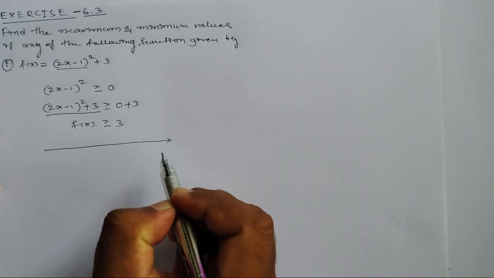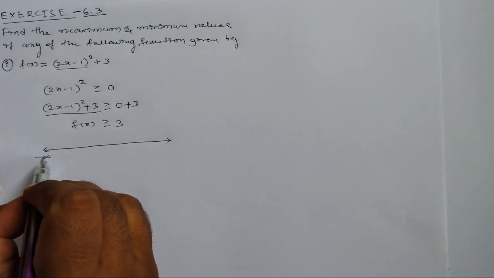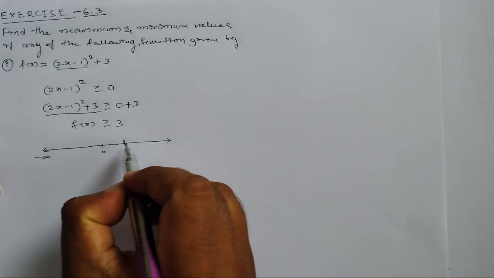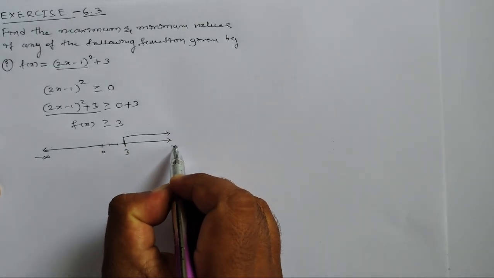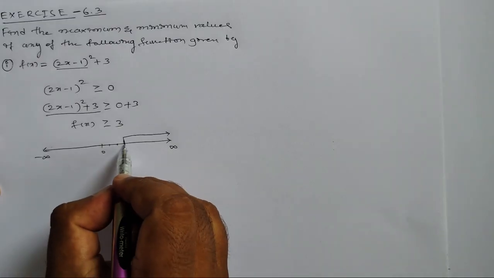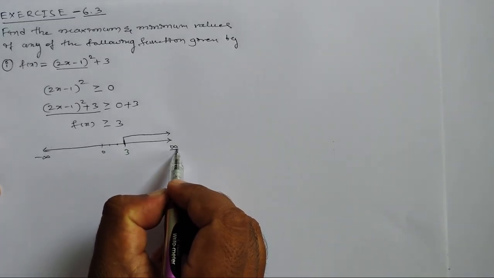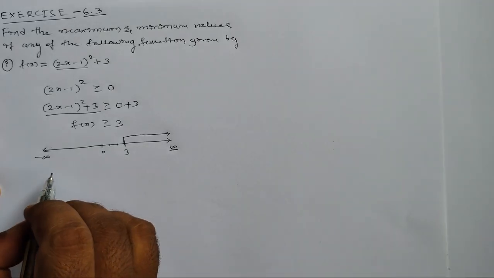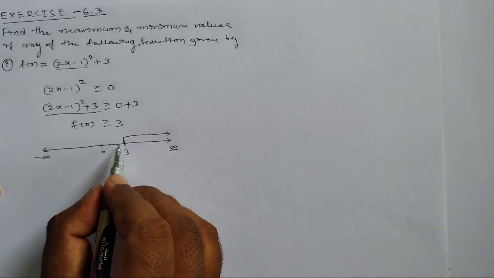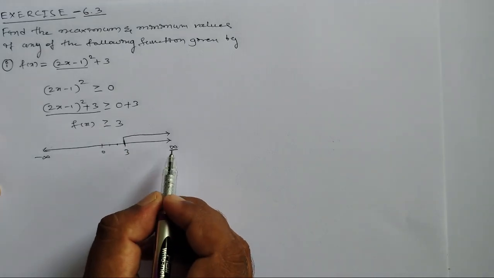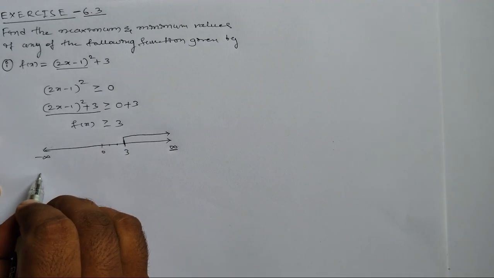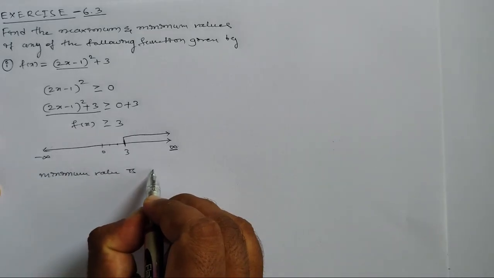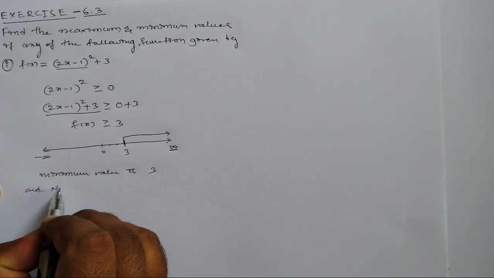So greater than or equal to 3 means what? Let us draw a number line. Here minus infinity, here 0, 1, 2, here 3. Greater than 3 means this side, and here plus infinity. Now this function exists only for the minimum value. The minimum value of this function is 3 and the maximum value is infinity, so we have to say there is no maximum value. The minimum value is 3 and no maximum value.